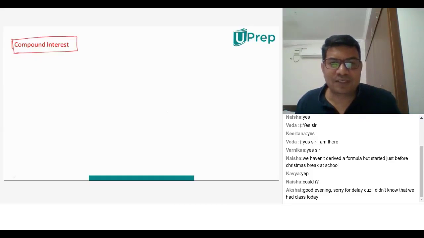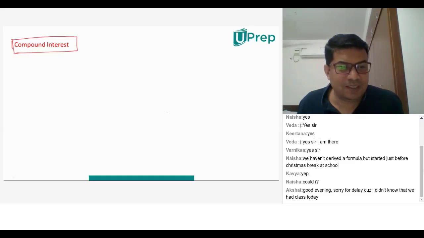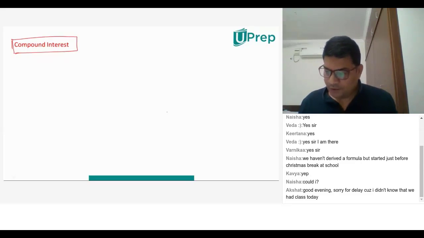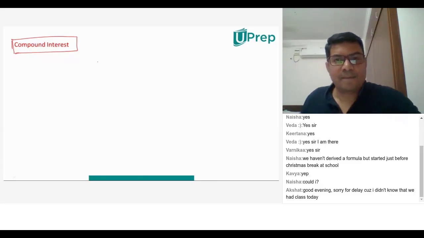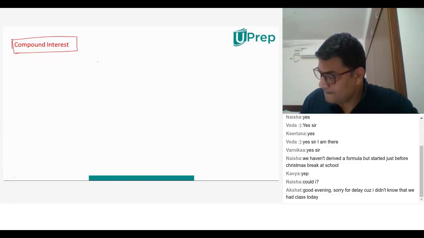Difference between compound interest and simple interest? Good. So let's learn. Yeah, Naisha, go ahead. As far as we've done at school, suppose that it's years, and we find the interest and the amount for the first year, and the amount from the first year becomes the principal for the second year. Very good.